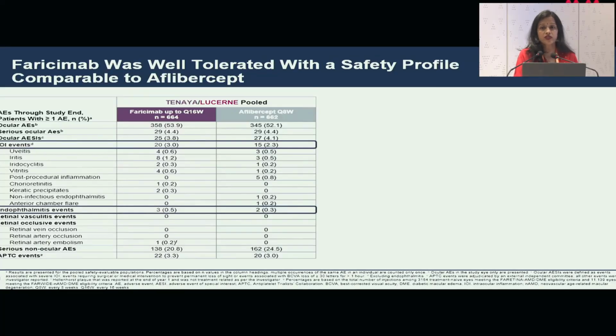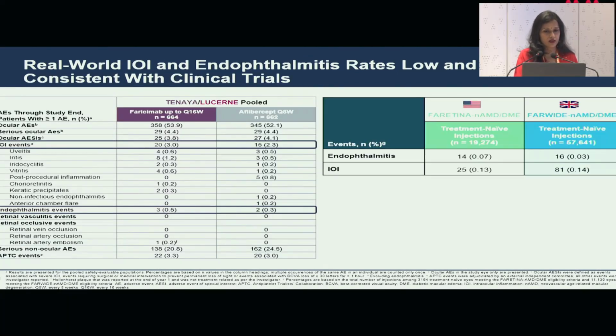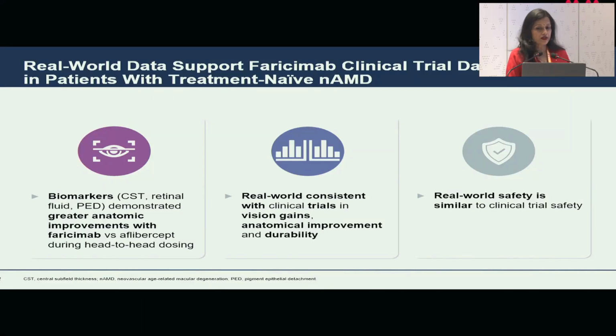And now coming to safety profile, I think that's just such a big concern for all of us, because we have been seeing IOIs and we are concerned about our patients. Well, faricimab was well tolerated in the Retina and the Lucerne, and the rates of endophthalmitis and IOI per injection was very low even in the treatment naive patients of FAR-RETINA and FAR-WIDE, as you can see in these numbers.